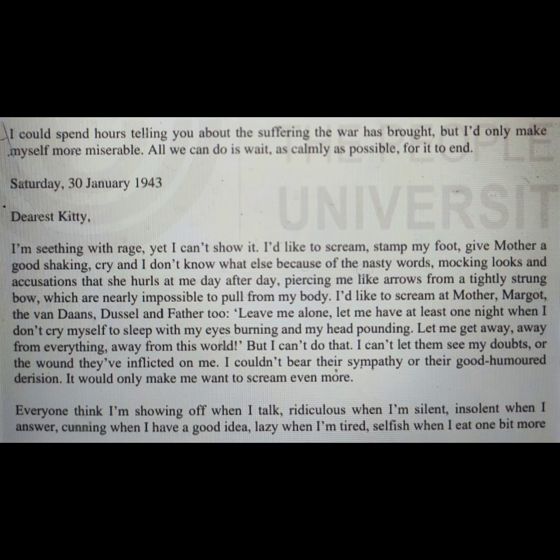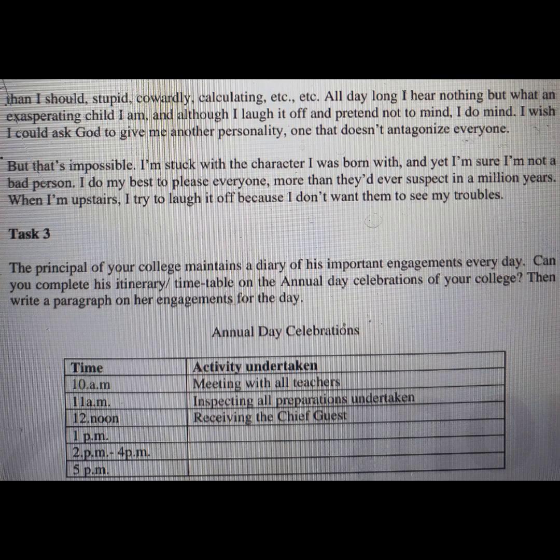Let me get away from everything, away from this world. But I can't do that. I can't let them see my doubts, or the wound they've inflicted on me. I couldn't bear their sympathy or the good-humored derision. It would only make me want to scream even more. Everyone thinks I'm showing off when I talk, ridiculous when I'm silent, insolent when I answer, cunning when I have a good idea, lazy when I'm tired, selfish when I eat one bit more than I should, stupid, cowardly, calculating, etc., etc. All day long I hear nothing but what an exasperating child I am, and although I laugh it off and pretend not to mind, I do mind.